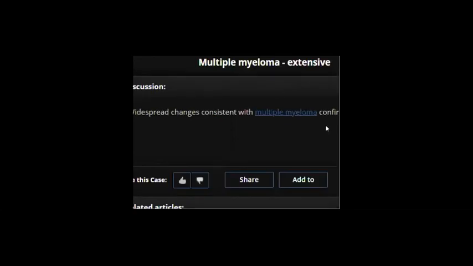So multiple myeloma case, the differential diagnosis will be metastasis, and multiple myeloma will be the best diagnosis. Widespread multiple myeloma, extensive type. Okay?